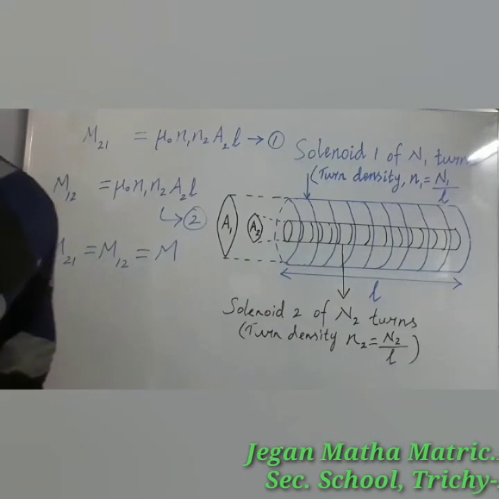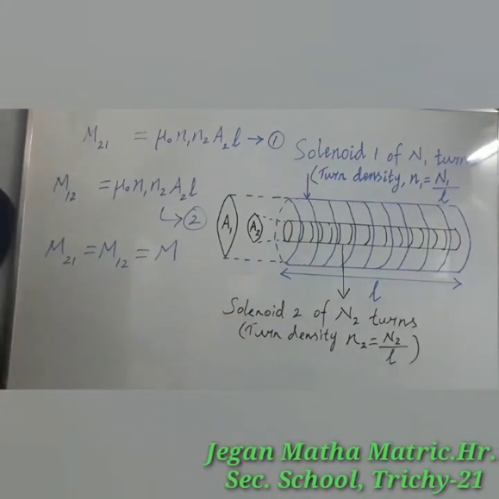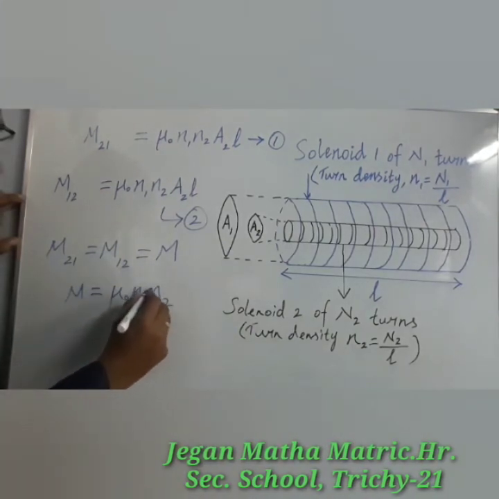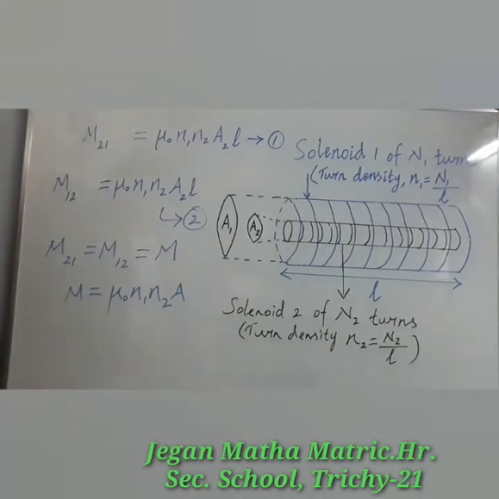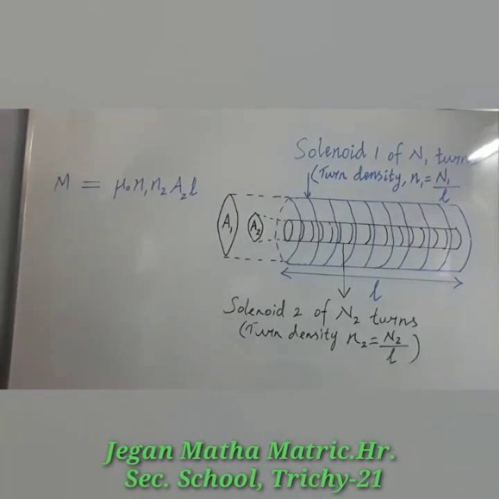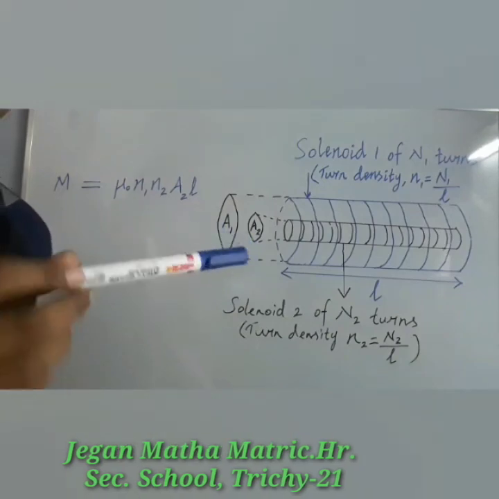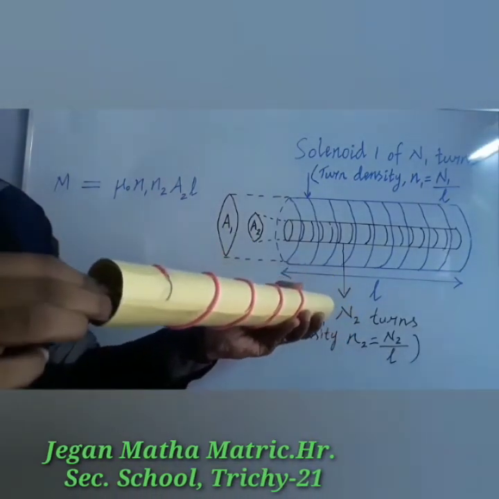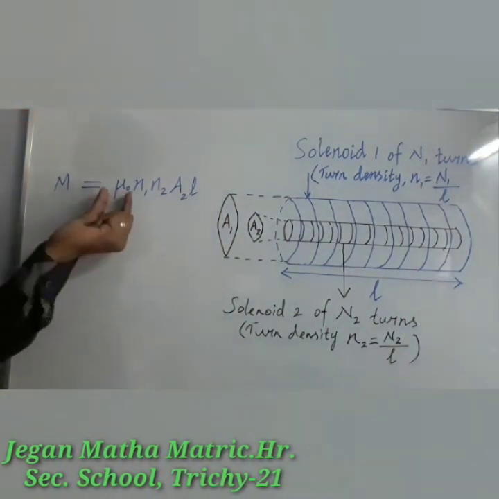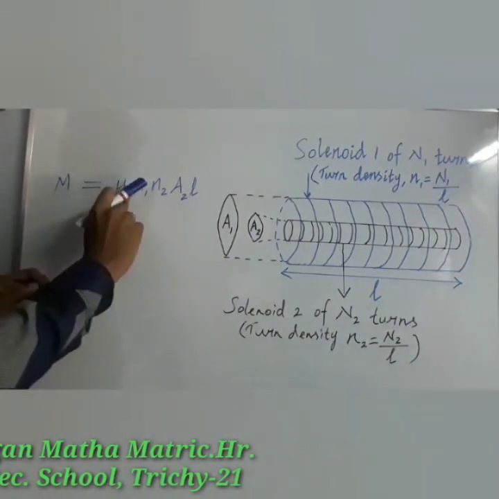In general, the mutual inductance between two long coaxial solenoids is given as, how can we write commonly? M is equal to mu naught N1 N2 A2 by L. That is a common expression. Here it is a special case. Imagine a dielectric medium with relative permeability mu r is inserted within a solenoid. Then how can we write the mutual inductance? Instead of mu naught you have to write the permeability of that medium, so instead of mu naught you have to write mu.